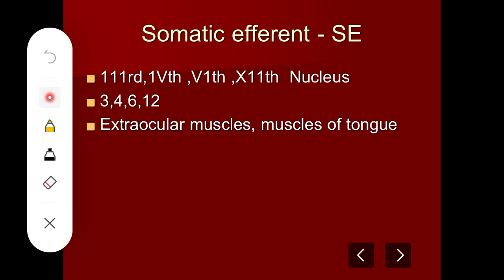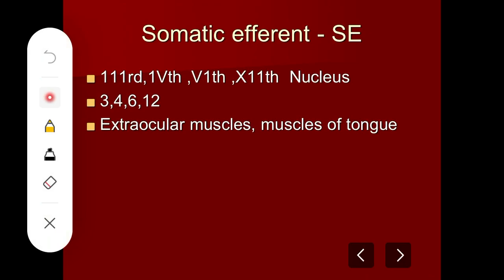What about the muscles of the tongue? You should be familiar with them. They are derived, actually developing, from the occipital somites. And they are supplied by which nerve? You already studied it. It is the 12th cranial nerve. So, somatic efferent is represented by 3, 4, 6, 12.